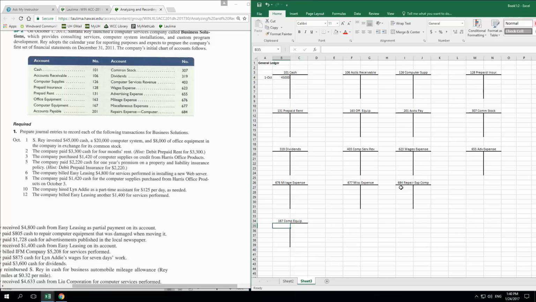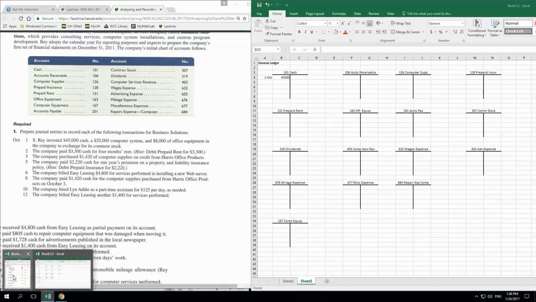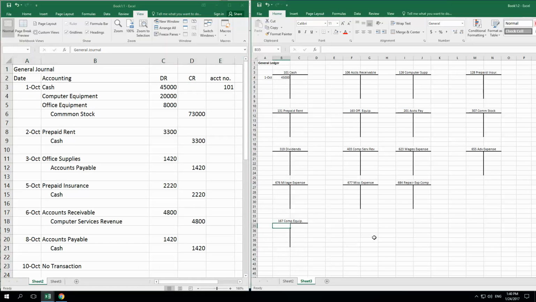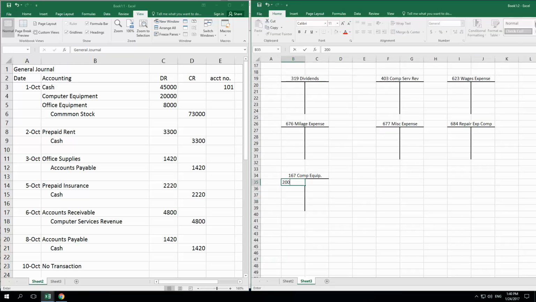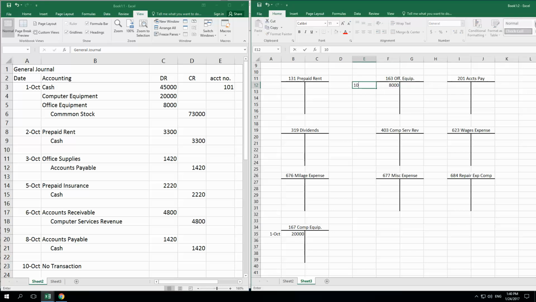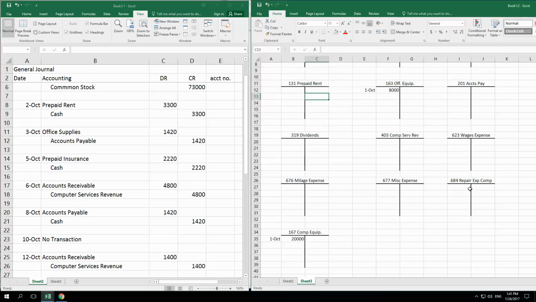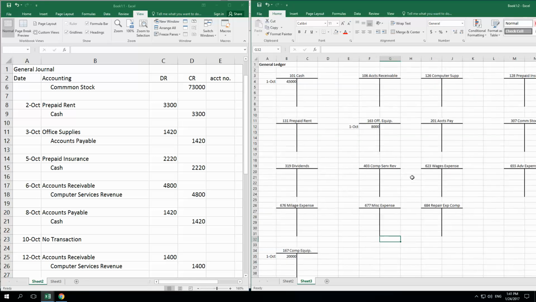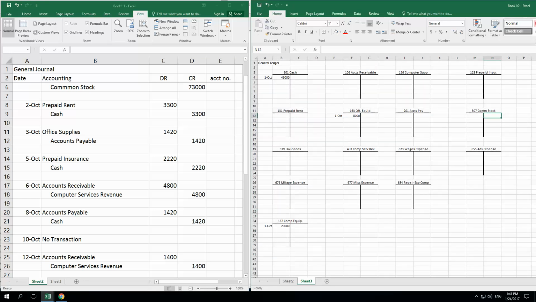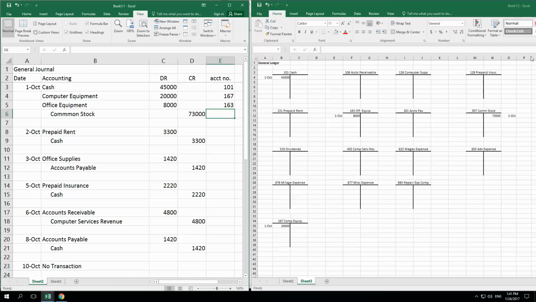computer equipment. Okay. Now if I look back over here at my journal, I booked 20,000 to the computer equipment account. So we're going to put a $20,000 debit there. That's from 10/1. Okay. And then I got 8,000 to office equipment. Okay. So office equipment is account 163. Computer equipment was 167. Okay. And then we issue common stock, a credit of 73,000. So we've got to find the common stock account. Okay, common stock account, 73,000 from 10/1. Okay. And that's account 307.